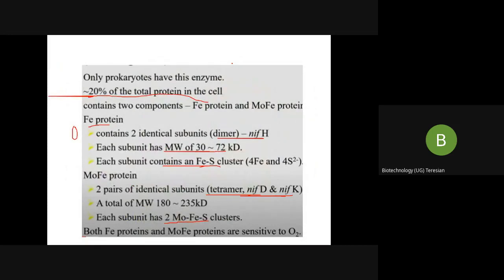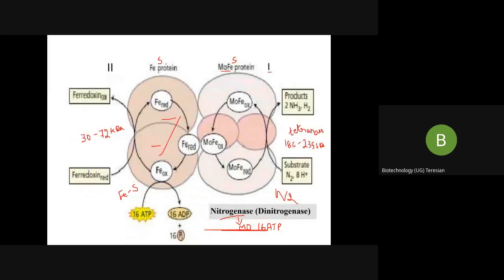And the most important point you have to remember is, both the iron protein and the molybdenum iron protein are sensitive to oxygen. Whether it is this portion or this portion, the entire nitrogenase enzyme is sensitive to oxygen. That is, when oxygen is present, your nitrogenase will become deactivated. It cannot perform its function. So it is sensitive to oxygen. That is what I wanted to tell you in the last class.